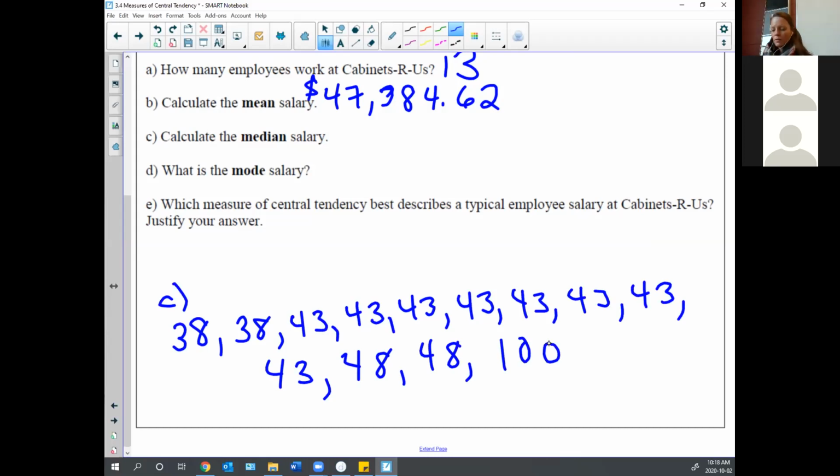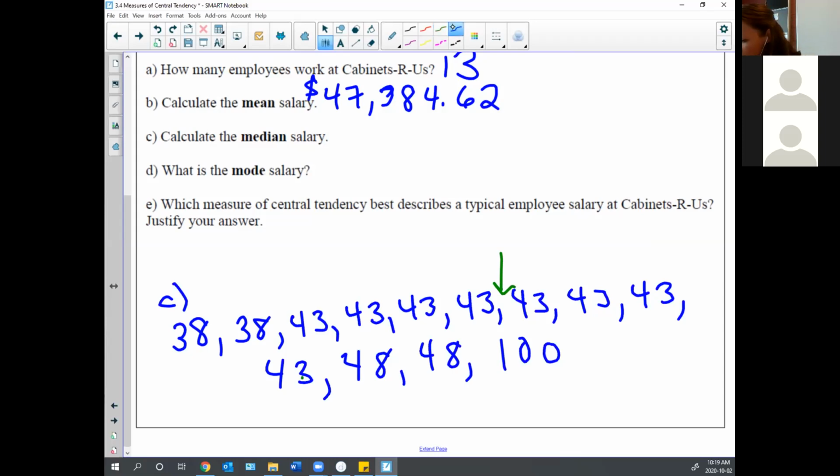What's my middle number? It's like in between two 43s. So what would be the middle then, Maya? 43.5. Well, what would be 43 plus 43 divided by 2? That's 86. And that's 43. I forgot. Yeah, no, that's okay. So if it's right in between two of the same number, we would just add and divide by 2, but you're going to come back to the same number. So the median ends up being $43,000.